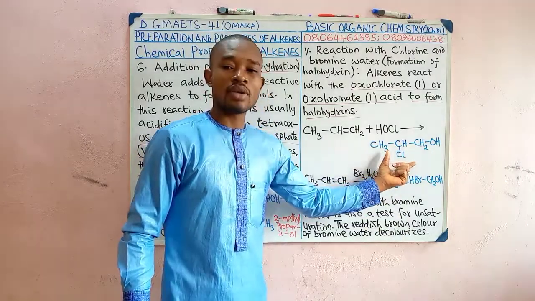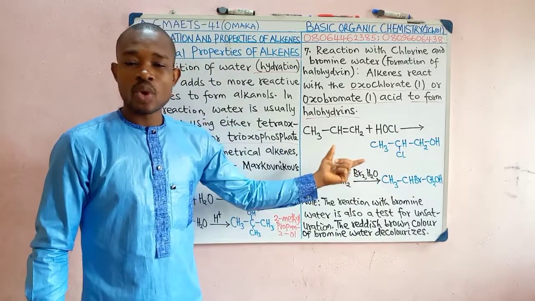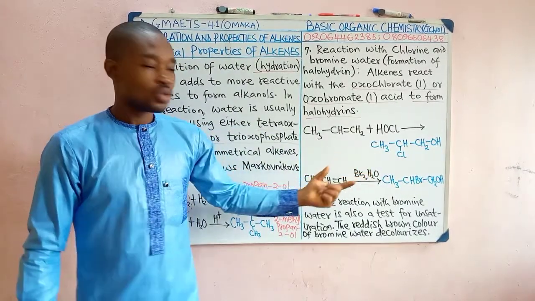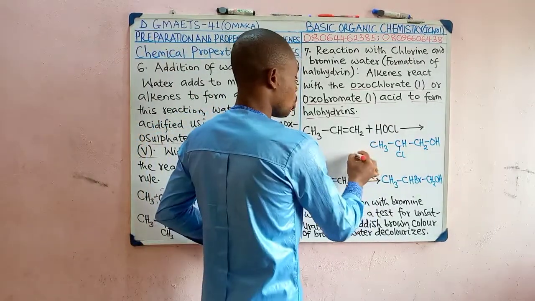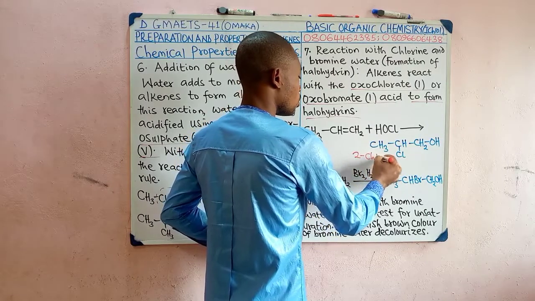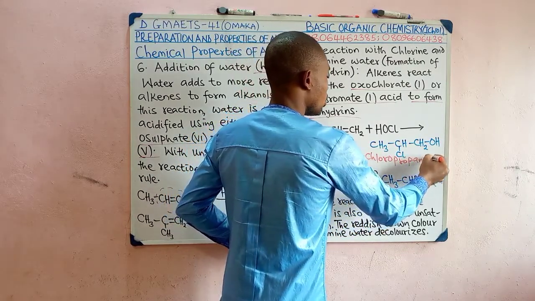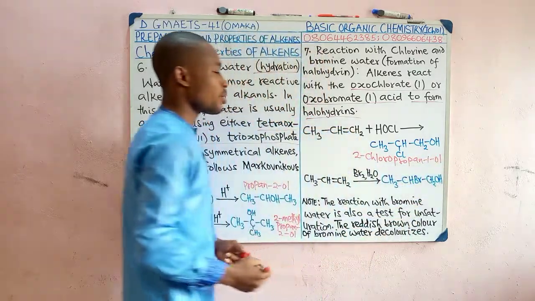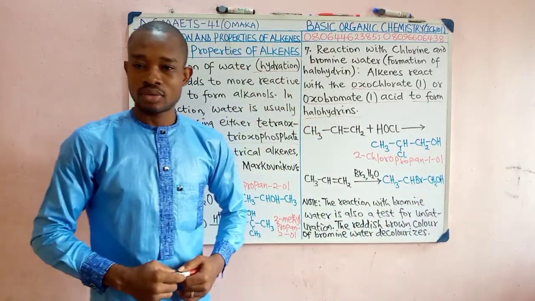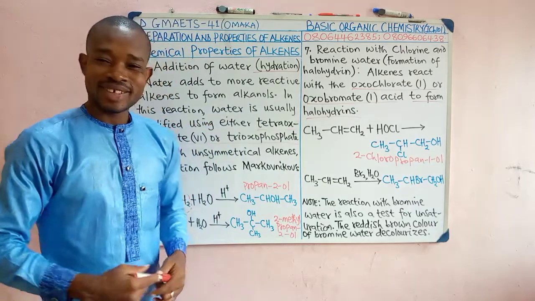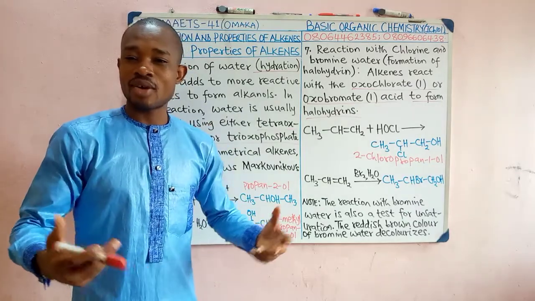The name of this compound is 2-chloropropan-1-ol. It is a primary alkanol. Like we stated, the primary halohydrin.